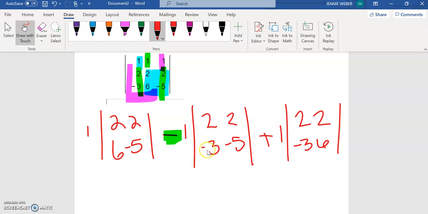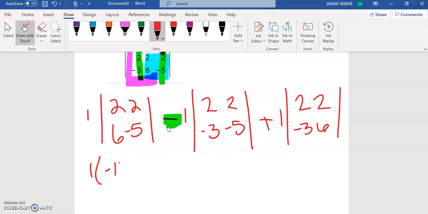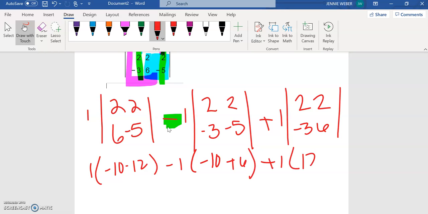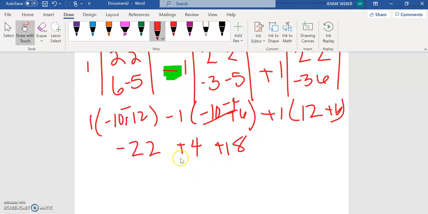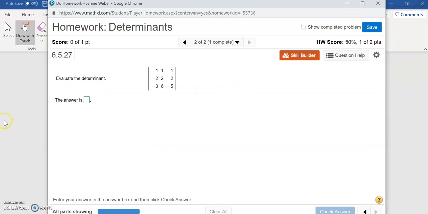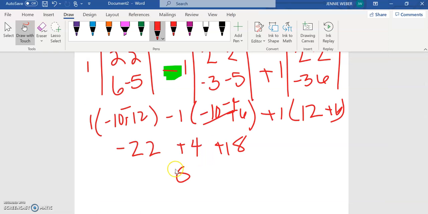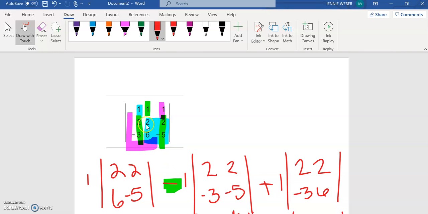Now I'm going to come through and do each of these matrices. So this is 1 times negative 10 minus 12, minus 1 times negative 10 minus a minus 6, so plus 1 times 12 minus a minus 6. So then this is negative 22. This is going to be negative 4, so that's positive 4 plus 18. So then 12, 22, 0. So the answer is 0.